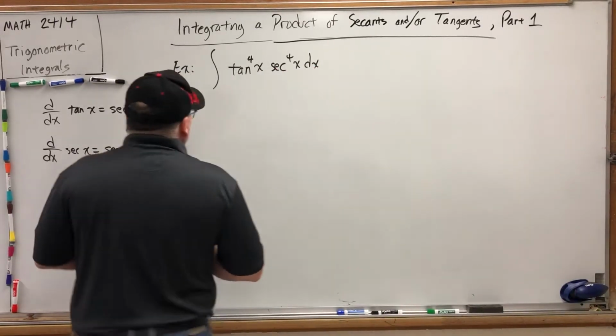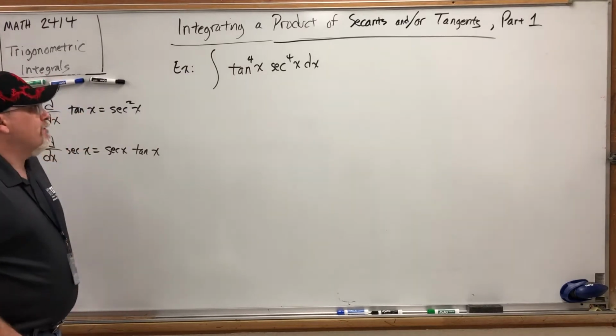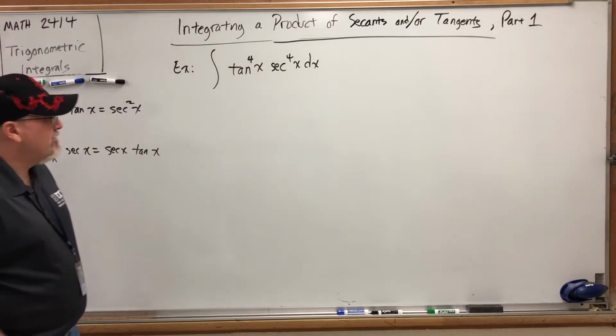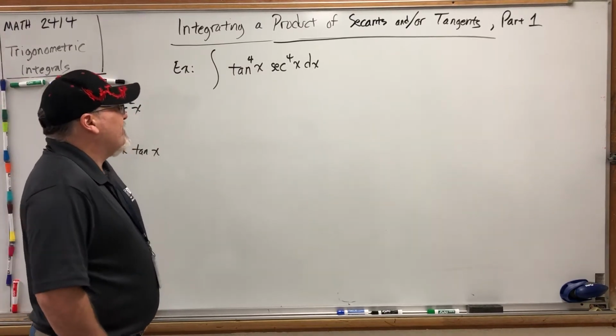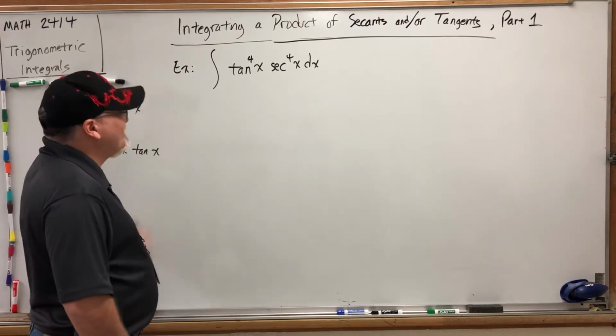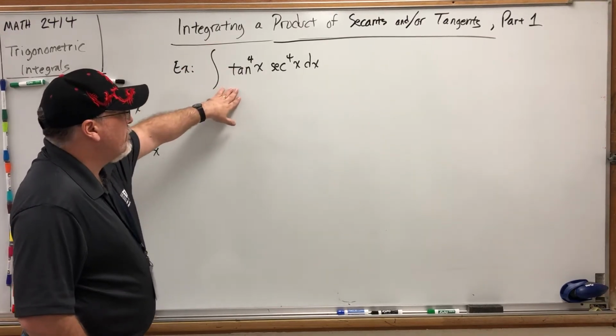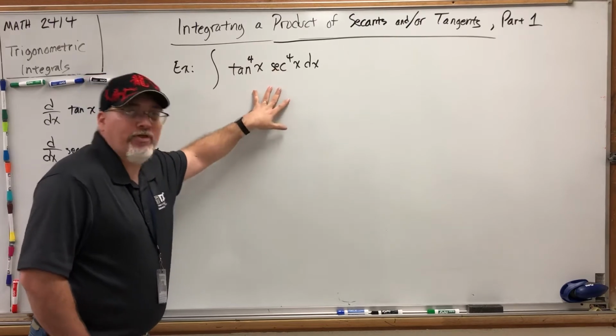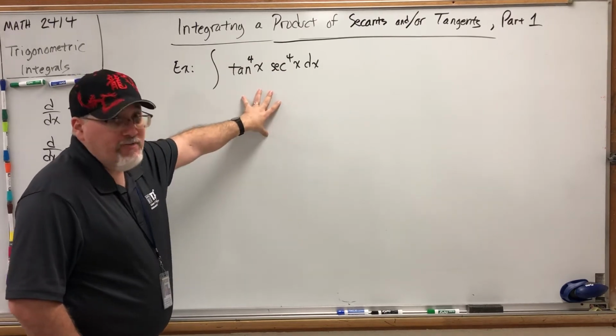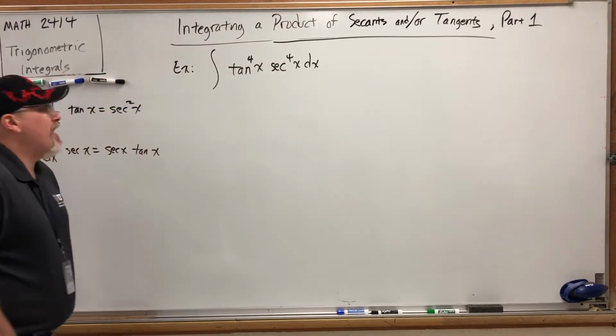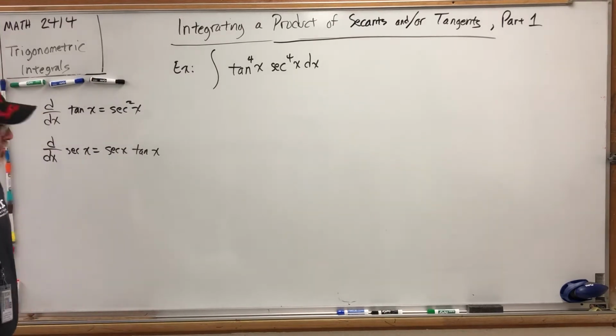Let's consider the integral of tangent to the fourth x, secant to the fourth x, dx. Now some of you might be thinking, let me write this in terms of sines and cosines: sine to the fourth over cosine to the fourth, times 1 over cosine to the fourth. Trust me, it's usually going to do more harm than good. There's a good strategy for integrating tangents and secants, and I'll unveil that strategy shortly. But let's just jump into it and see what happens.